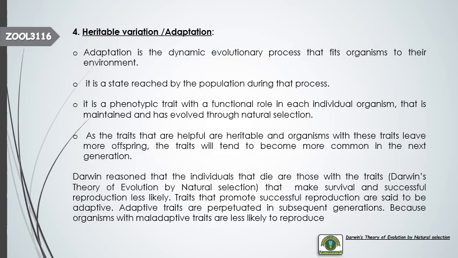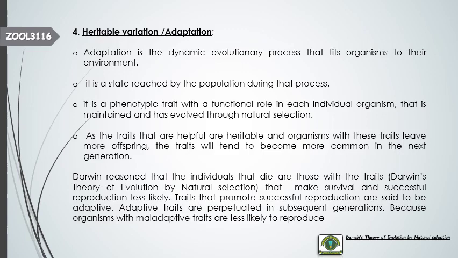Adaptation obviously takes place through heritable variations. Variations that cannot be inherited cannot make an adaptation in a population; they can adapt only an individual. But heritable variations can adapt the population because they are inherited by the next generations. The fourth point is that as the traits that are helpful are heritable, organisms with these traits leave more offspring, and the traits will tend to become more common in the next generation. All right, this is what we have talked about a lot.